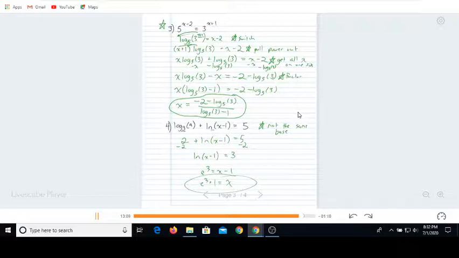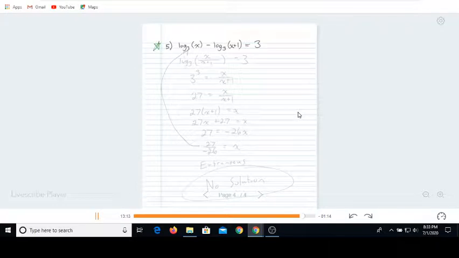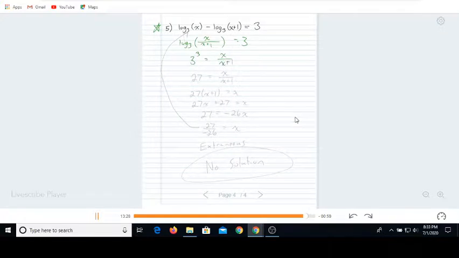Alright, last example for the lecture. Now in this example, they are the same base and they both contain variables. So we do need to combine those. So remember, positive terms go to numerator, negative terms go to denominator. And we are ready to switch it. So that's 3 cubed equals x over x plus 1. So 3 cubed is 27.